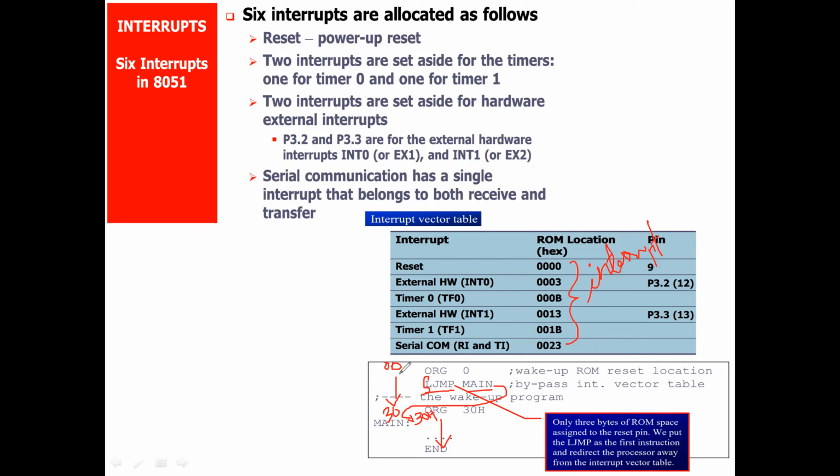The reason is that we have given some space for interrupts. By default, the controller assigns these particular locations to these interrupts: this address for external interrupt 0, this for timer 0, this location for external interrupt 1, this for timer 1, and 0023 for the serial communication interrupt. That's why we jump to the label main. So the main program will start at location 30H.